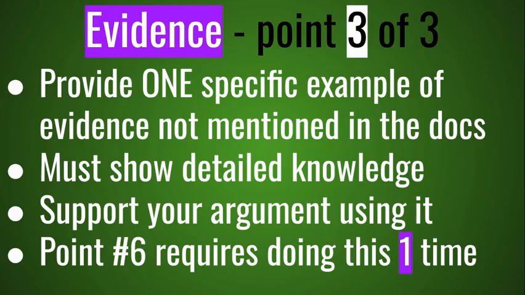The third evidence point is, remember back to our evidence beyond the documents. We've got to do that at least once. I'd recommend doing it again. I like insurance, so do it at least twice. But provide one specific example of evidence not mentioned in the documents, show some detailed knowledge, and again, use it to support your argument. Treat it like a document, except it's not from the documents, it's from your own head. Introduce it, explain it, describe it, and then use it to support an argument.